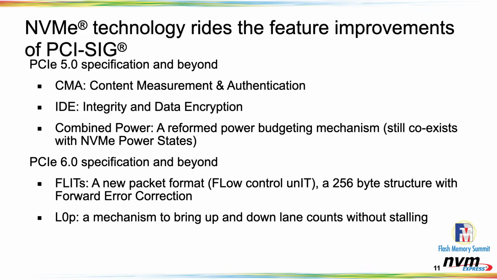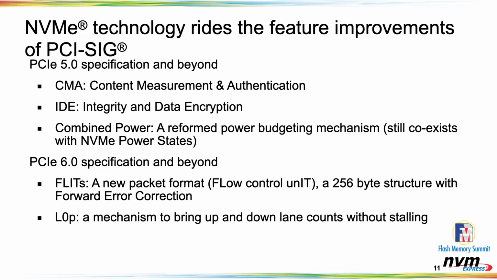PCI 6 introduced a couple of new features. One of them is FLITs, flow control units. This is a complete restructuring of what a PCIe packet looks like. Instead of being a TLP or a DLP, you now have a structure which carries TLPs and DLPs. And it turns out that that whole backbone is a lot more efficient, and it comes with fun stuff like forward error correction, which is particularly useful when you get to the signal integrity worries of PAM4.